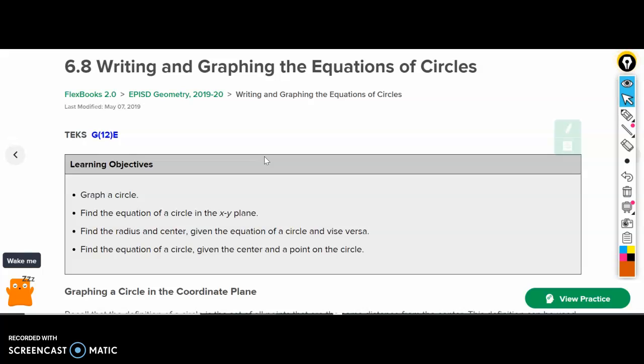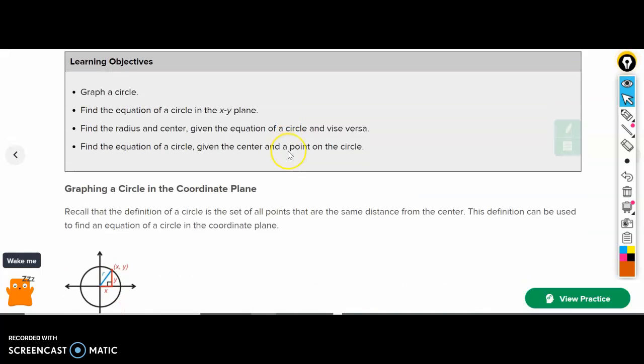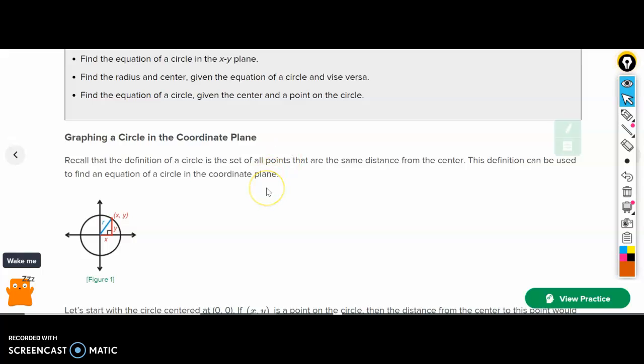You're going to find the center and radius given the equation of the circle and vice versa, and find the equation of a circle given the center and a point. So graphing a circle on a coordinate plane, we want to recall that the definition of a circle is the set of all points that are the same distance from the center. This definition can be used to find the equation of a circle in the coordinate plane.